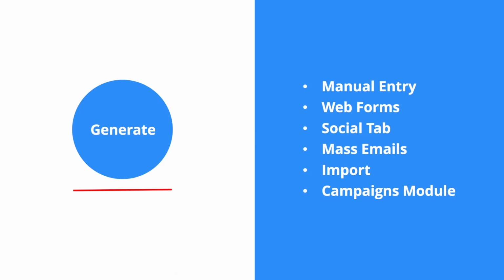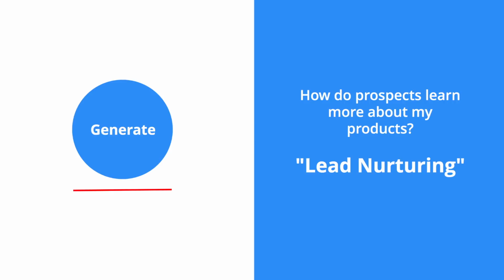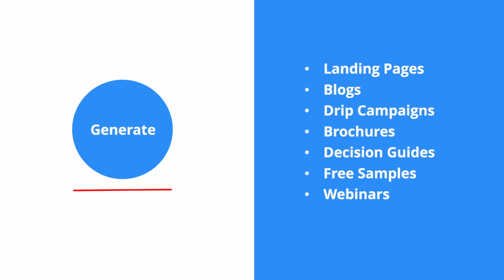So now that we've generated some leads, we now need to educate them about our products or services. This is lead nurturing. How you typically do that is going to be through these different ways here. You maybe have a landing page on your website where you direct people to. Maybe you post on different blogs out there or send out email drip campaigns. You could also have something physical, maybe a brochure or decision guide, or send out some free samples.